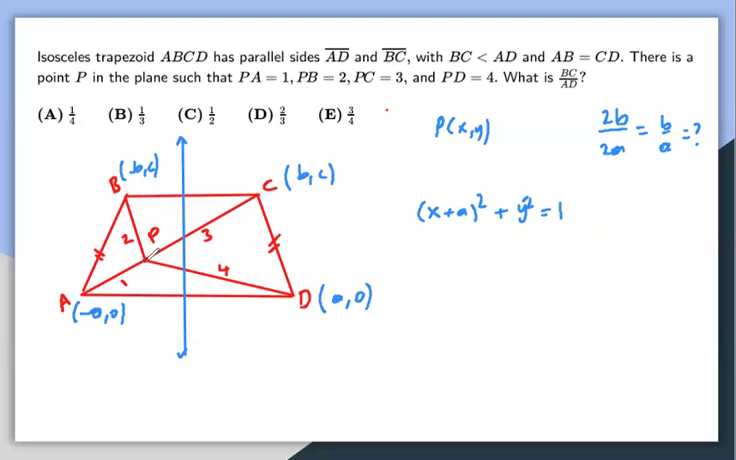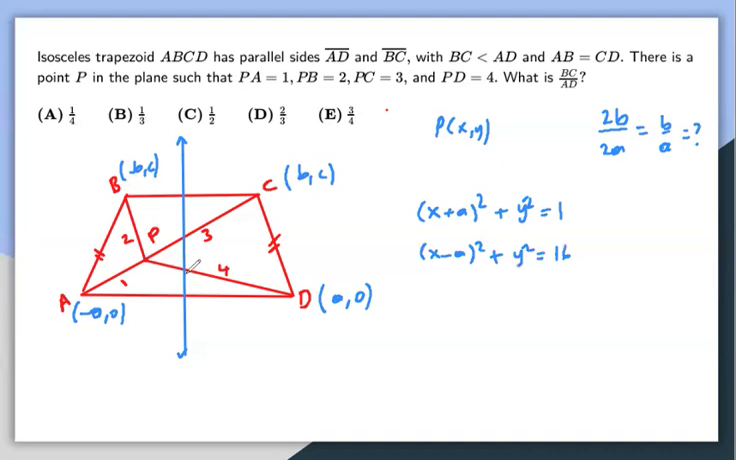And if I take the same thing with this, P to D, because it also has a, that will be x minus a to the second power plus the y value of P minus 0, which is going to be y to the second power. So that should be 16. Okay, so we have them. And then for the same reason we're going to use the other 2 points.